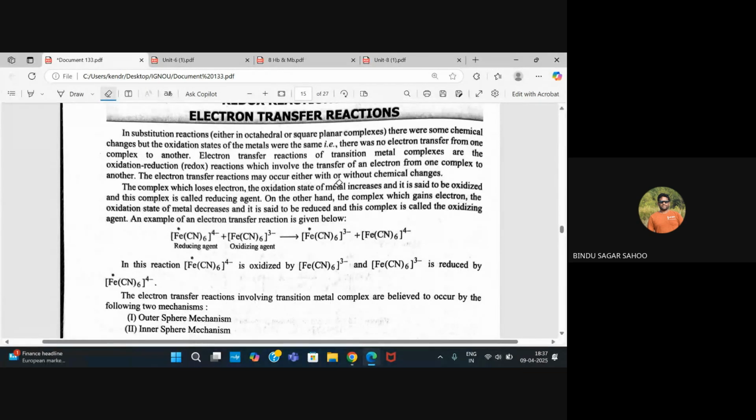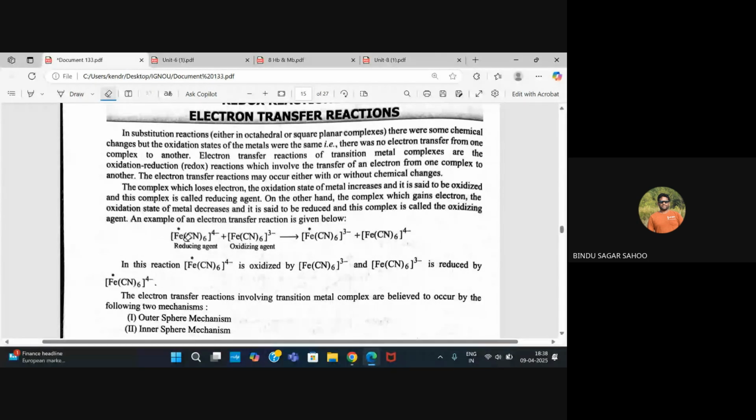oxidizing agent. Or simply, the complex which loses an electron has its metal's oxidation state increased and is said to be oxidized. I can say this is a reducing agent, or a reductant. On the other hand, the complex which accepts the electron, the oxidation state of the metal decreases and it is said to be reduced, and the complex is called an oxidizing agent, or oxidant. So the electron will flow from the lower oxidation state to the higher oxidation state.